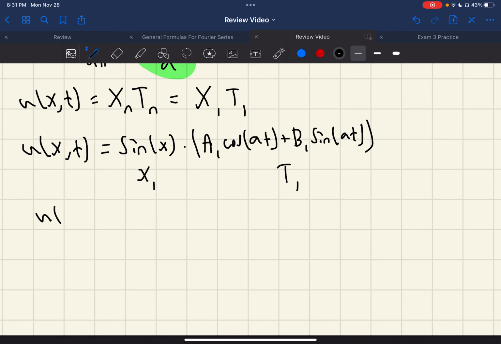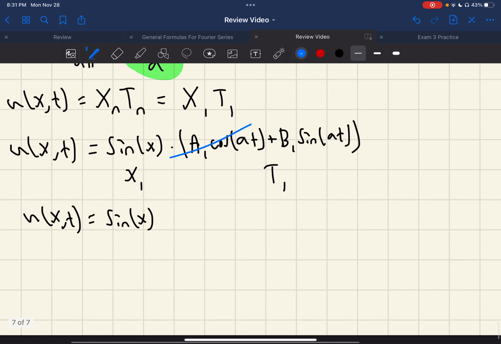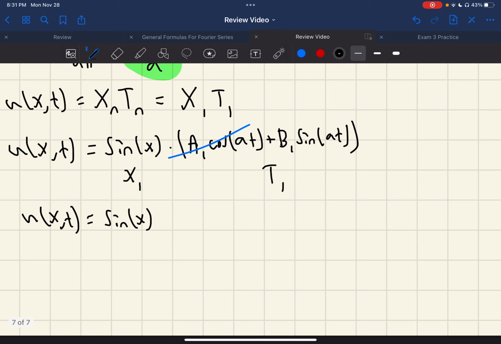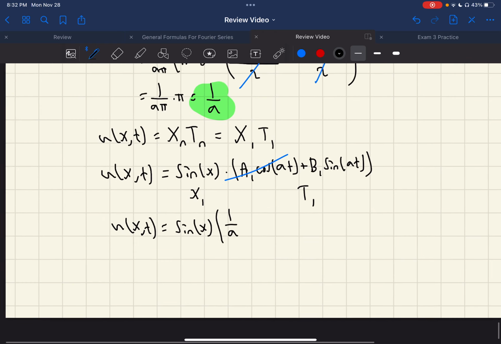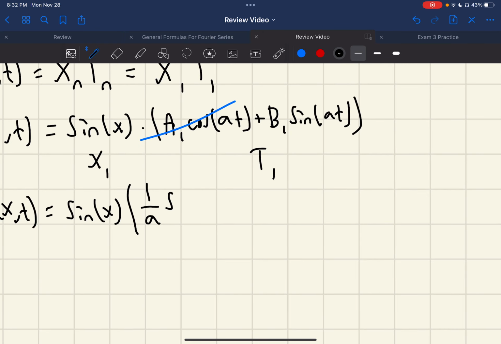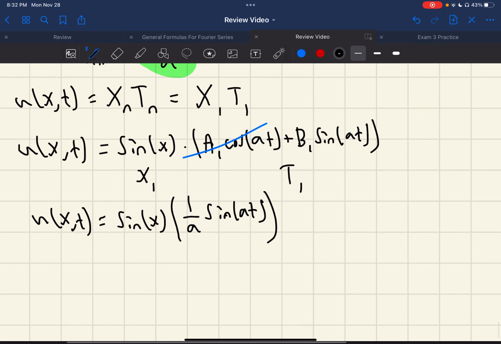So when we plug in our coefficients, the sine x stays. Because we know that an is 0, a1 is also 0, that cancels out. And then that's multiplied by b1, which is 1 over a, times sine of a t. And that's the answer to this question.